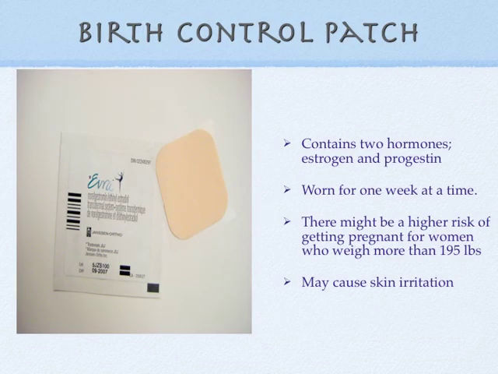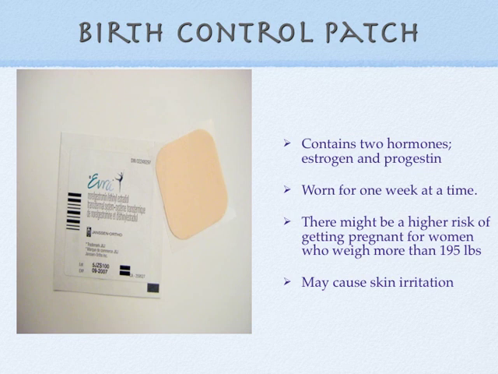The patch works very much like the pill. It's about 98 to 99% effective. You change it every week for 3 weeks. The 4th week, you wear no patch while you get your period. It's good for people who forget to take a pill every day. That's the main advantage here. It's about $17 a month with a prescription. So women who have trouble remembering a daily pill may want to consider the birth control patch.